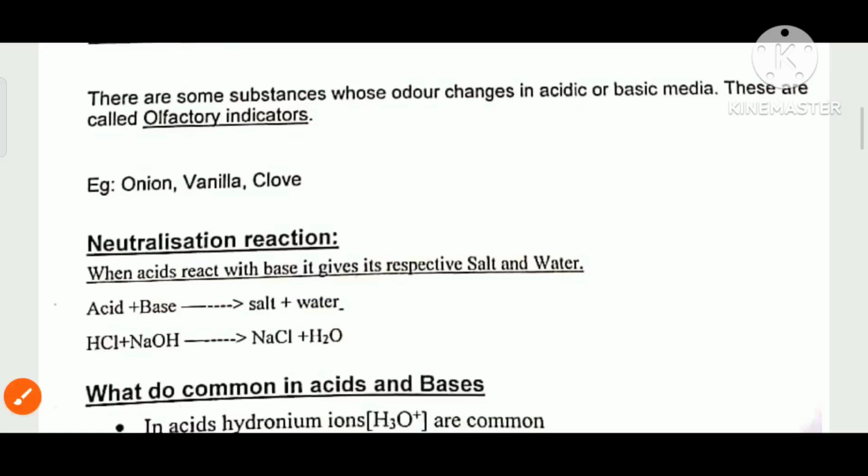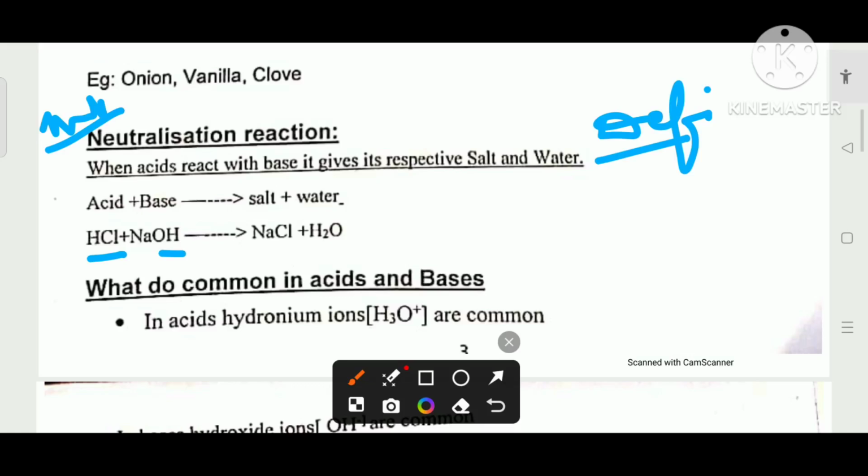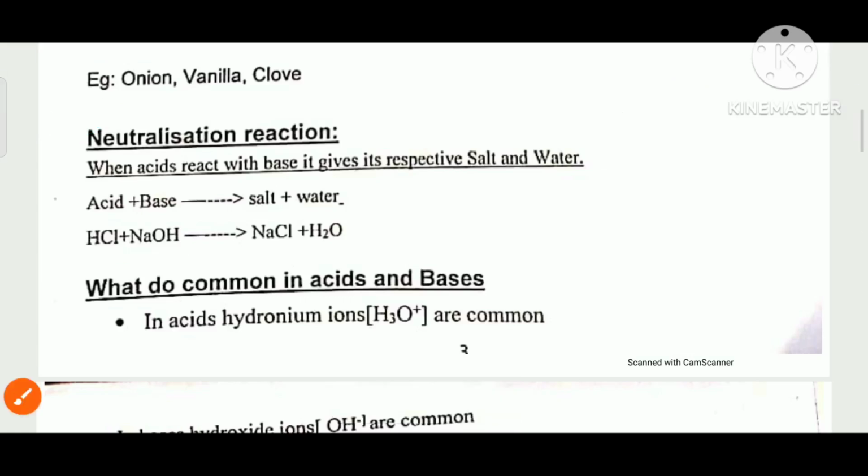Neutralization reaction. This is also one of the most important concepts. Neutralization reaction: when acids react with base to give their respective salt and water. This is what we call the definition. Now examples: acid plus base gives salt plus water. Acid HCl, hydrochloric acid, plus sodium hydroxide. When hydrochloric acid and sodium hydroxide are mixed and 2 drops of phenolphthalein indicator are added, then we will get sodium chloride and H2O. So let's move on to the next one.